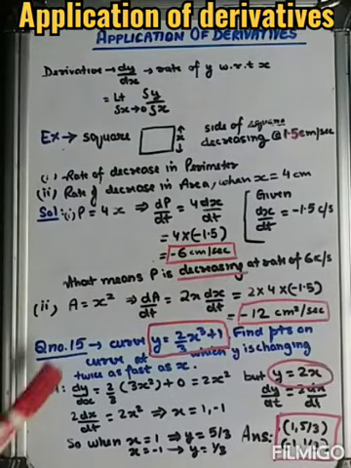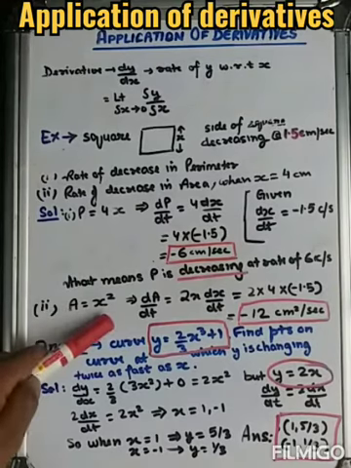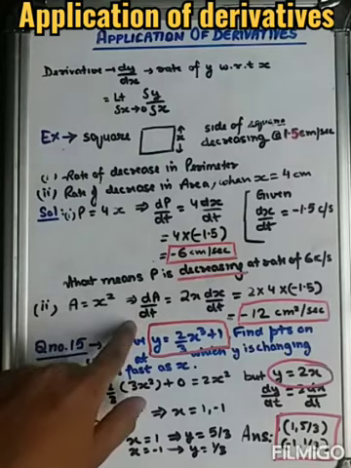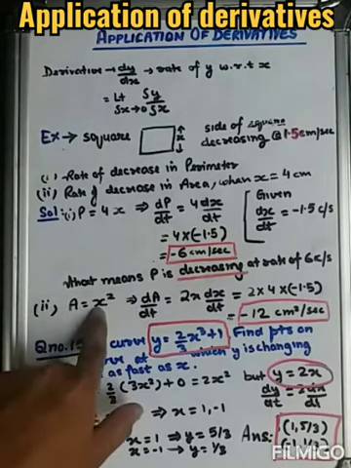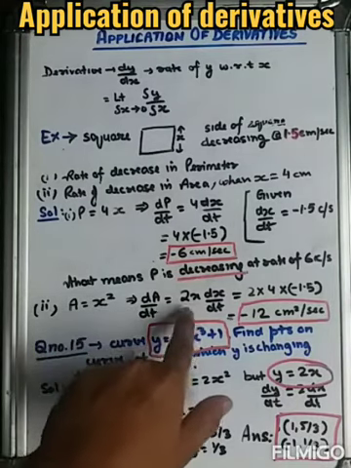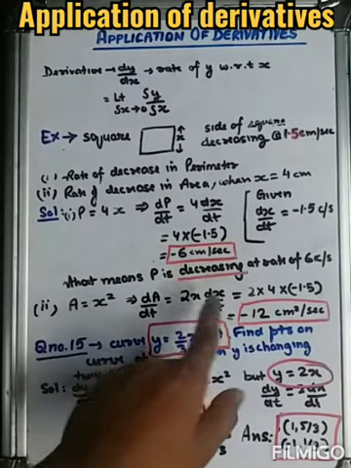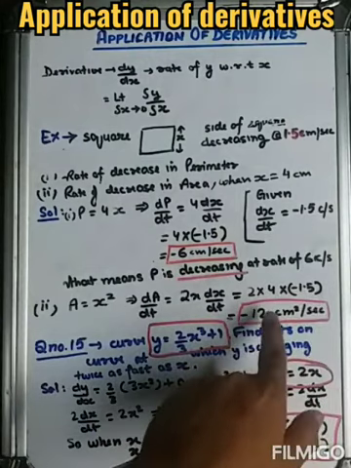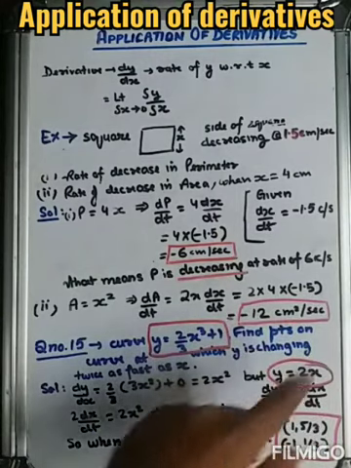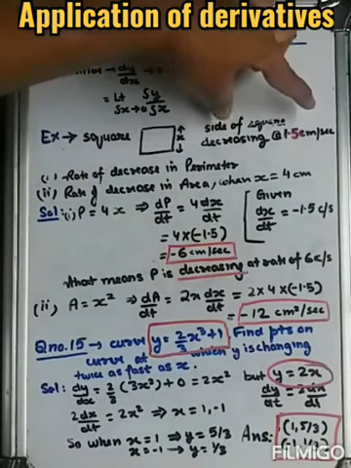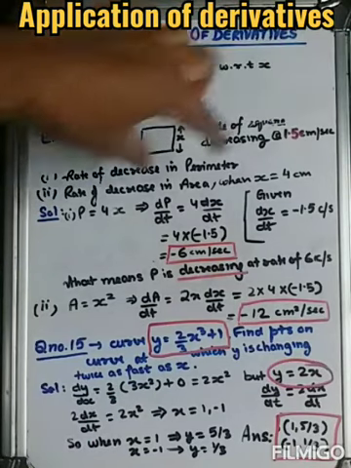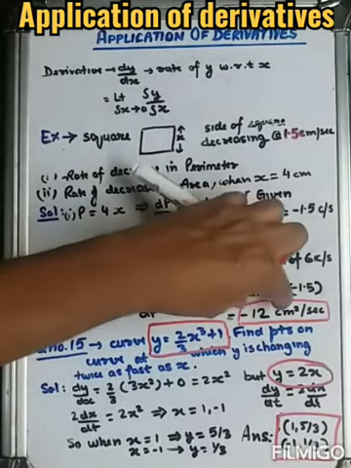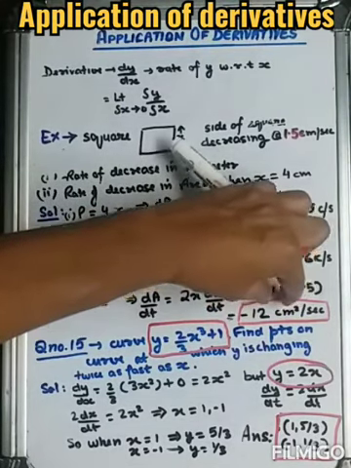Now what is the change in the area? Area equals side square, the formula. Now differentiate both sides, dA by dt equals 2x, x is the function, dx by dt. Now put the value of dx by dt, minus 1.5. It is minus 12 centimeters. That means when the side decreases at this rate, the area decreases by 12 centimeters square per second.